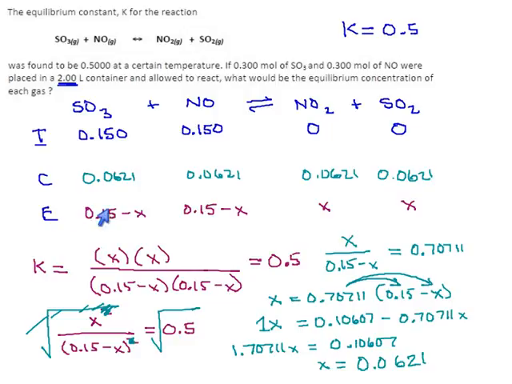And now that we know that, we can go through our equilibrium row and fill those things in. Let's see. 0.150 minus 0.0621 is going to be 0.0889, I think. Let me check that. This would be a bad time for an arithmetic mistake. 0.0879.